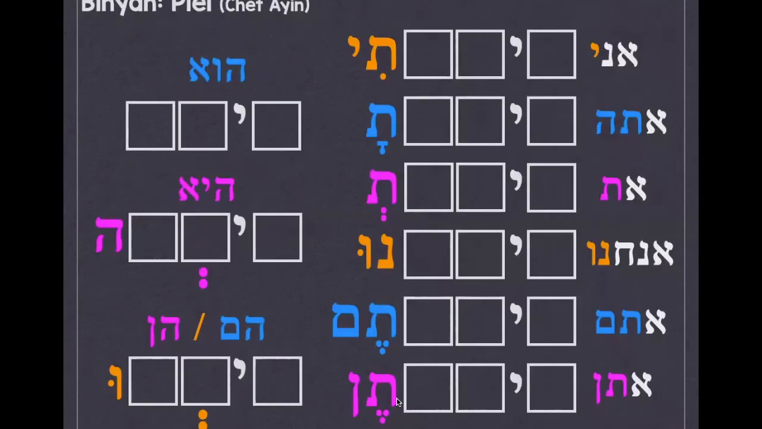Okay, so we're not going to spend too much time on this page. I really want to show you with an example because this pattern is very similar to past tense Piel patterns that we've done in the past. So this is for chet, ayin, Piel verbs. And these are verbs where the last letter of the root is either a chet or an ayin. Okay, and so the pattern is pretty much straightforward. It mimics patterns that we've done already. So I'm going to just show you the example.